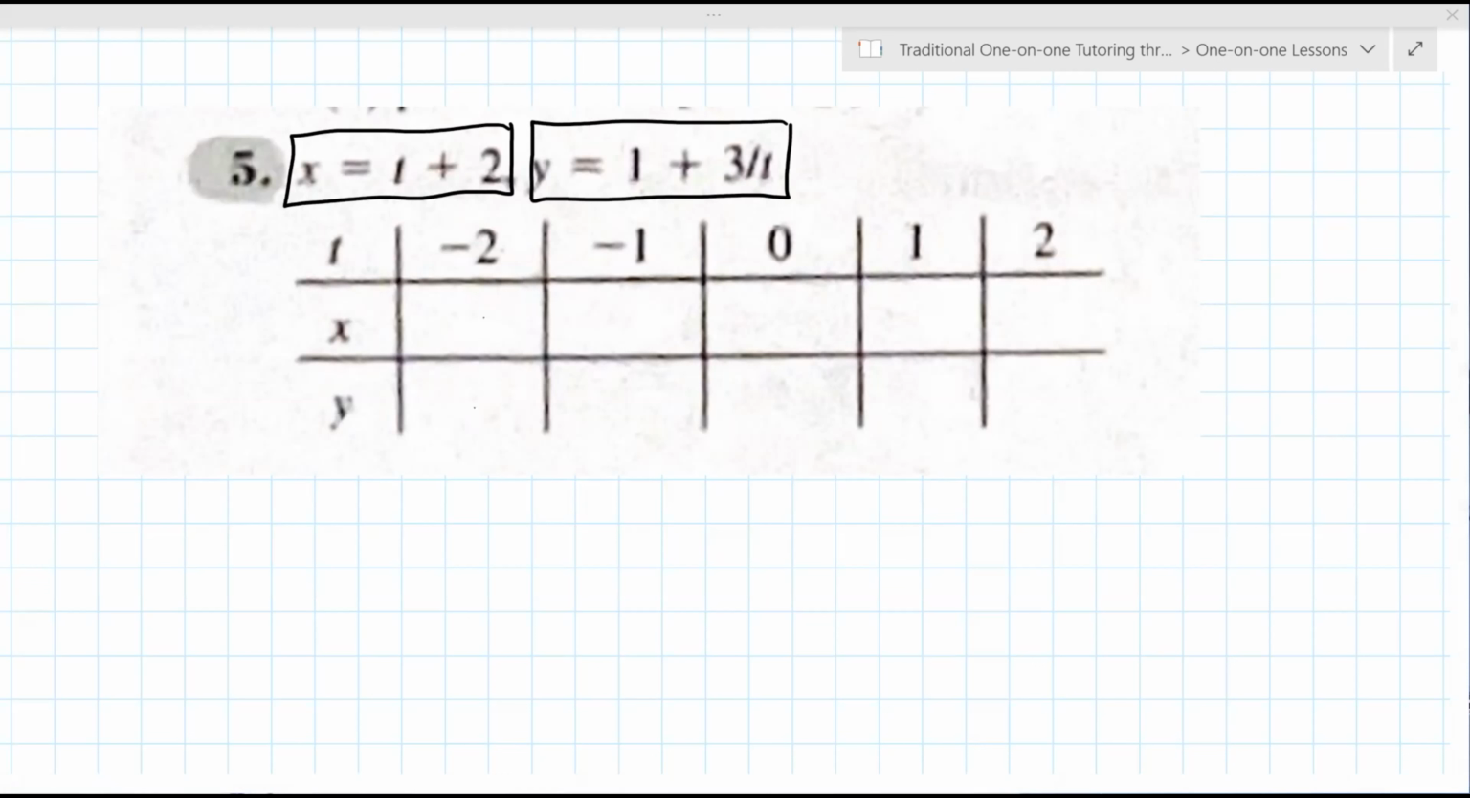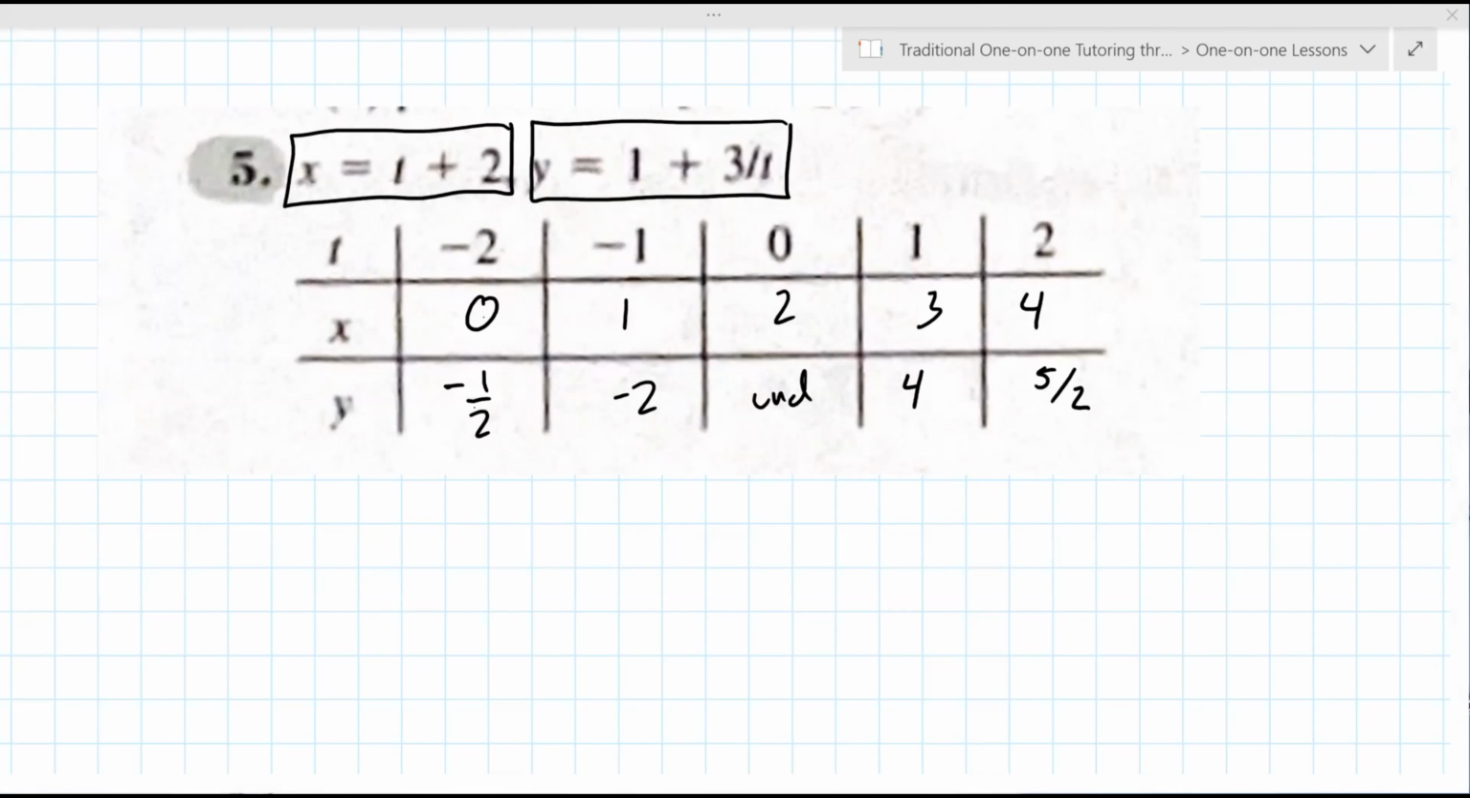So T is -2. Okay, and X is T plus 2. And your Y is 1 plus 3 over T. So I get X is 0, 1, 2, 3, 4. And then let me change this to like minus 1/2, minus 2. This is undefined because I think you divide by 0 there. Yep. 4, and then 5/2.